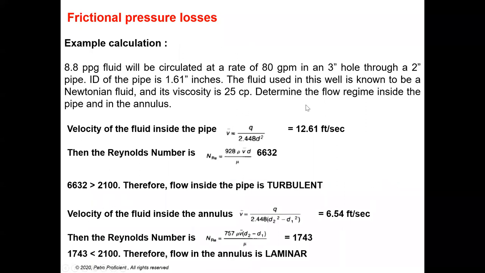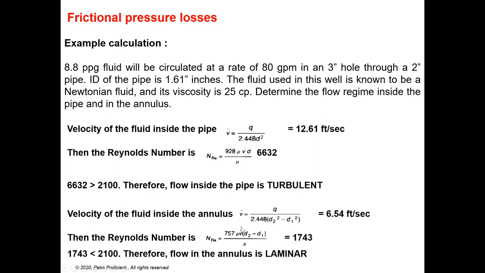So here is an example of a mathematical exercise. It's pretty simple for all of us engineers. You will see here that by using this equation and these values, the Reynolds number was 6,300, which is greater than 2100, the threshold for turbulent flow. So it was decided that it was turbulent flow. But in the annulus, by using this equation, we got a Reynolds number of 1743. So the flow was laminar in the annulus.